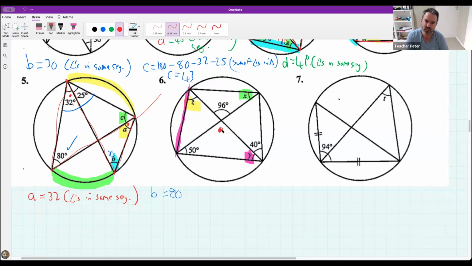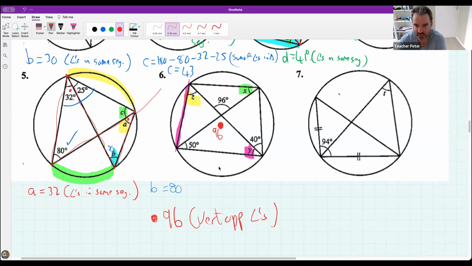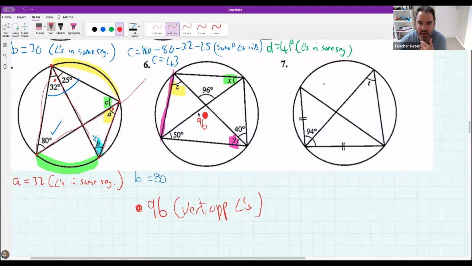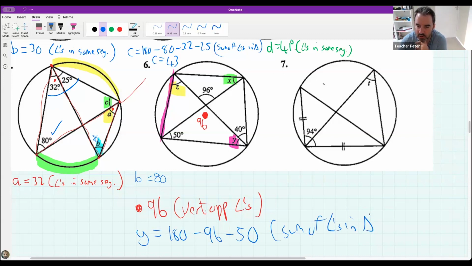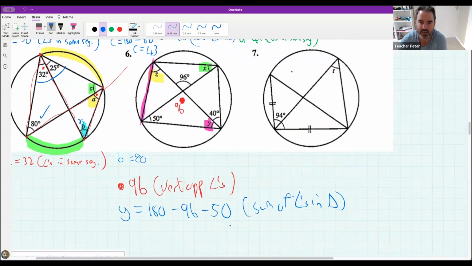So if I said to you, what is the red dot? Would you guys be able to get the red dot? What's the red dot going to be equal to? That's equal to 96. And the reason is going to be vertically opposite angles. Now, if I get that 96, the reason I was so keen on that is that now I have a triangle sum. And so I can say, look, y is 180 minus the 96 minus the 50. The reason will be sum of angles in triangle. What is my y value going to be then?